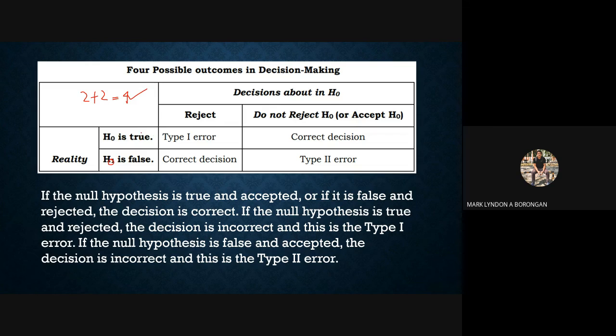Okay? Now, H sub 0 is false. What if the null hypothesis is not true? What if 2 plus 2 is equal to 5? If 2 plus 2 is equal to 5 and we reject the null hypothesis, we will say that it is the correct decision. And if our null hypothesis is false and we accept it, we are committing a type 2 error.